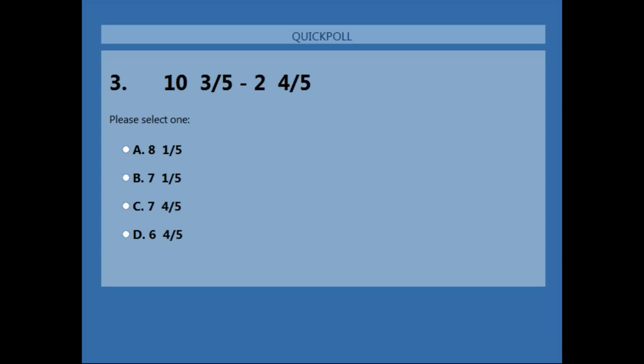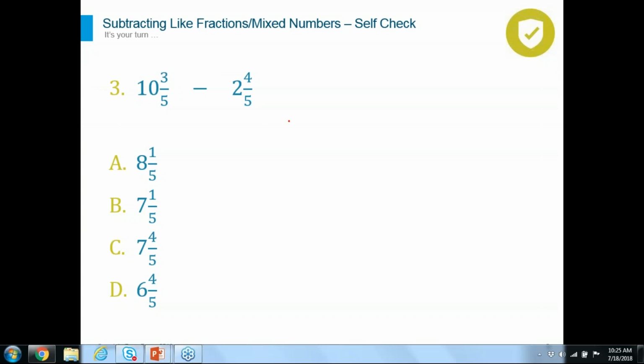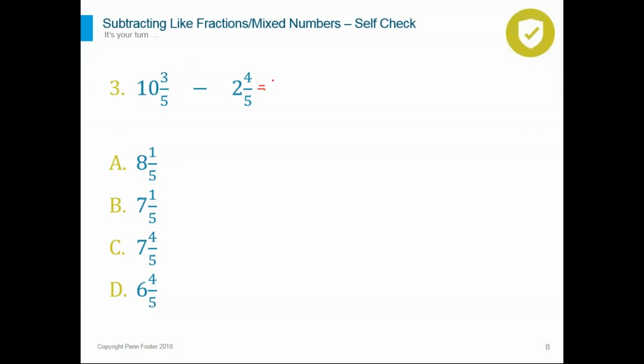Okay, let's do the question together. So again, I'm going to decide to borrow. Just because 3 is smaller than 4, 3 minus 4, I cannot do anything about that, so borrow. So when we borrow, we will have to make the 10 a 9. That 1 borrowed from the 10, I'm going to represent in terms of 5 over 5, just because I have the denominators as 5, so just to make my life easy, plus the original fraction, 3 over 5. And that is all the fraction part of the first mixed number. I still have to subtract 2 and 4 over 5.